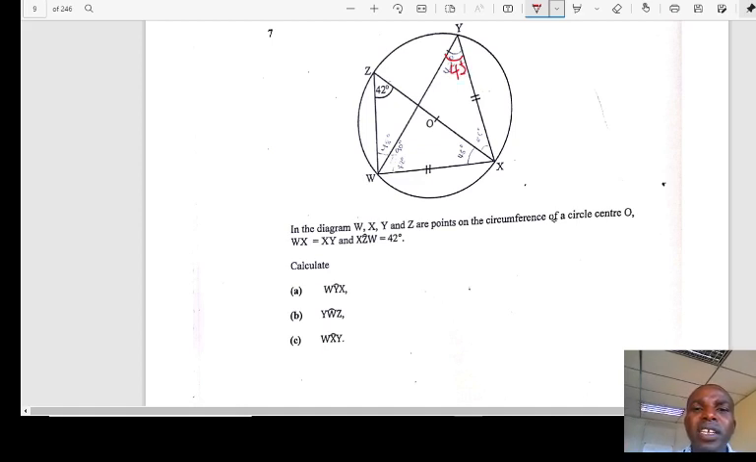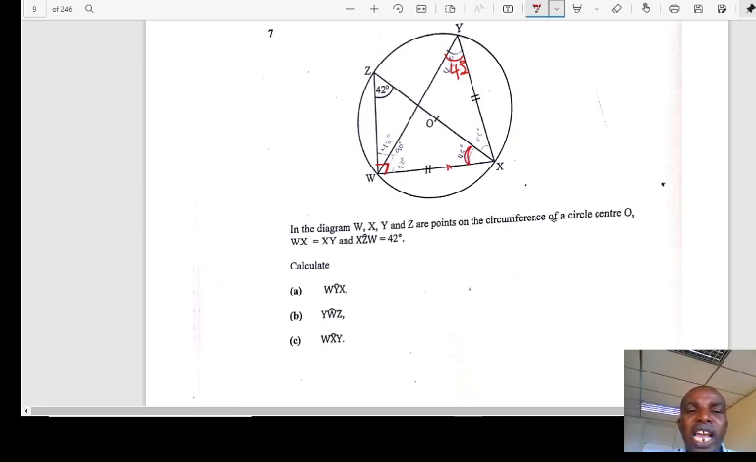This angle here is 42 degrees. Reason being, this one is the chord WX. Angles subtended by the same chord are equal. So 42, done. Then this angle here, at W, is actually 90 degrees. Why? Because there's a diameter, XZ. XZ is the diameter. So the angle subtended by the diameter is always a right angle. So it's 90 degrees.